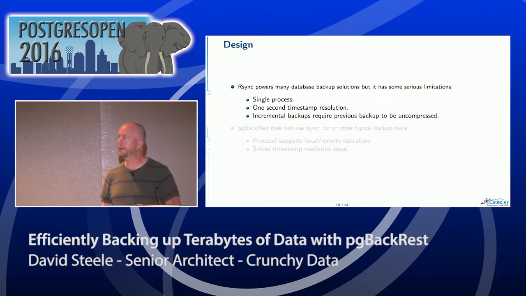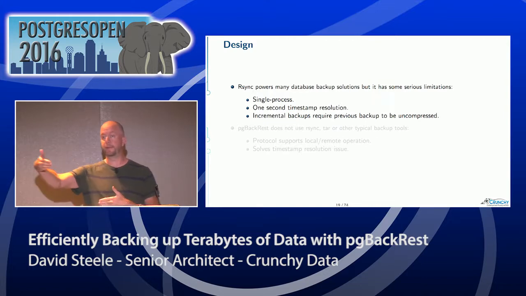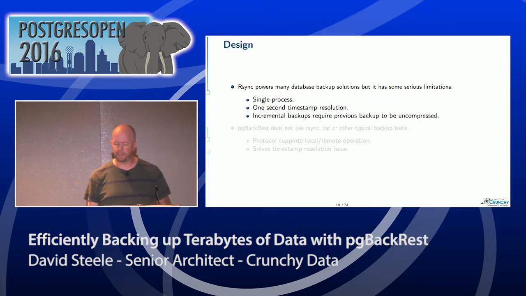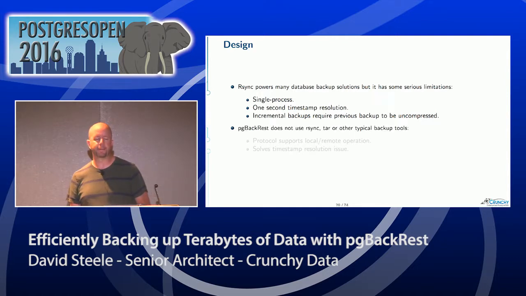The other thing is that if you're using rsync with link-dest, which is a common way to do incrementals, then the previous backup has to be uncompressed. So not only does your current backup have to be compressed, but whatever it's based on, which could be a whole string of backups, incrementals all the way back to a full, also have to be uncompressed. So basically, the decision was BackRest doesn't use rsync, tar, or any of the other typical backup command line tools.